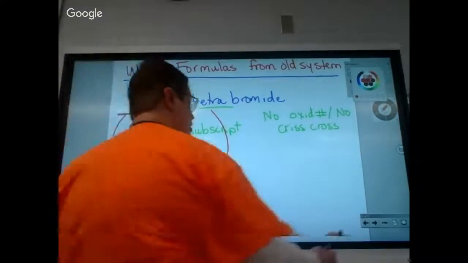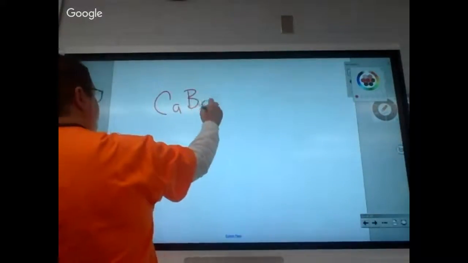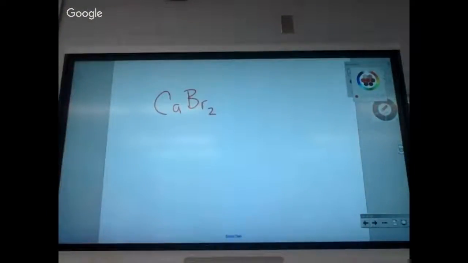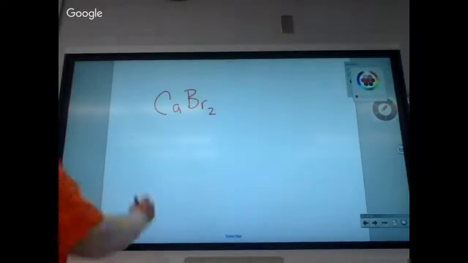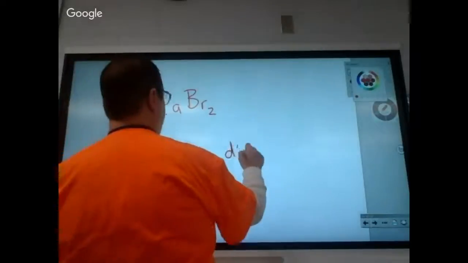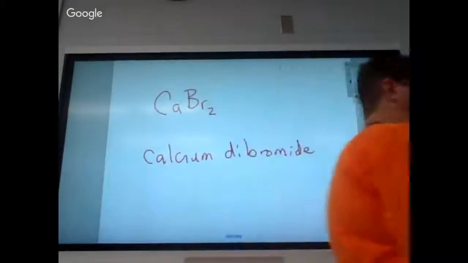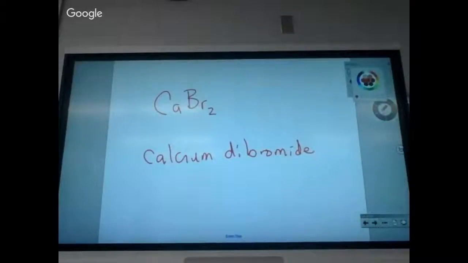This is what happens. So we go back and we write CaBr2. Okay? We go back to CaBr2. And this is what happens. People look at this and they go, calcium dibromide. What? Tell me what's wrong with that. Oh, I know. That's wrong. Wrong every day of the week. Tell me what's wrong with it. Oxidation numbers. The two belongs to the calcium.